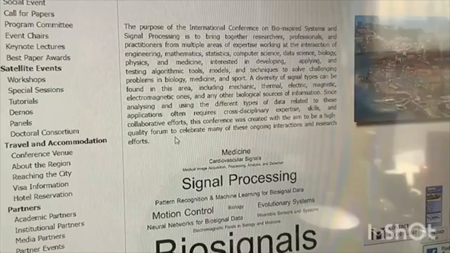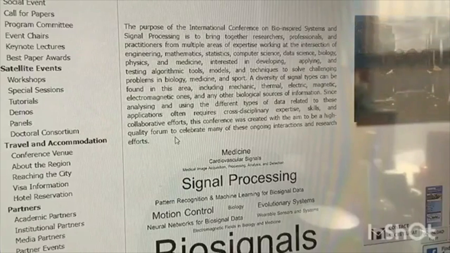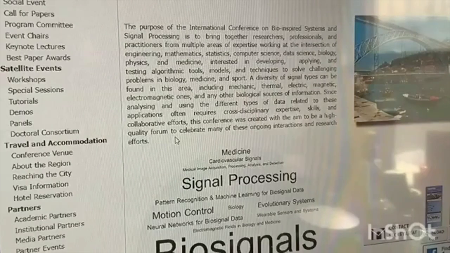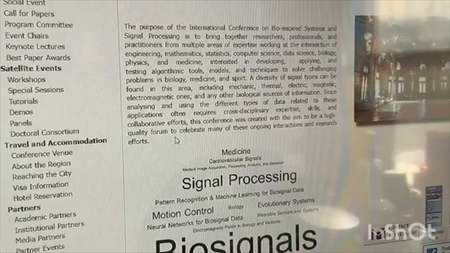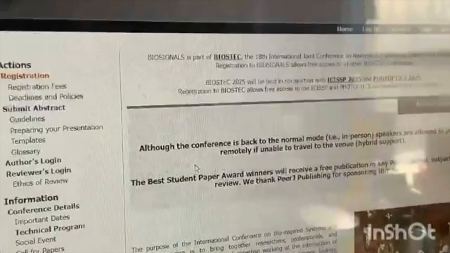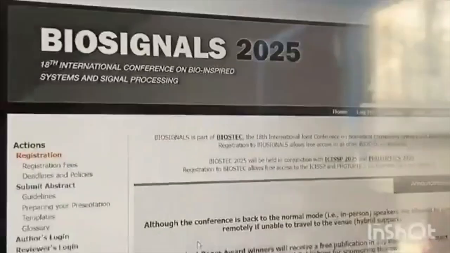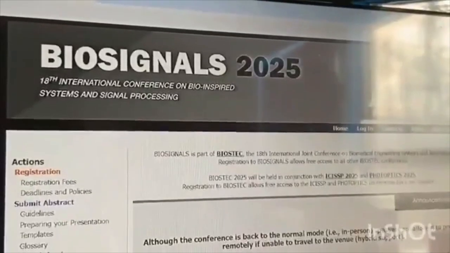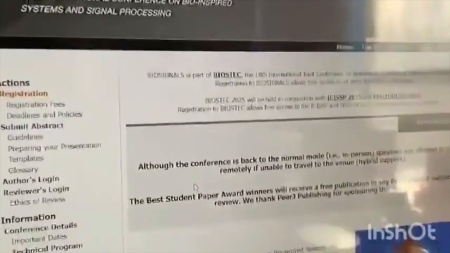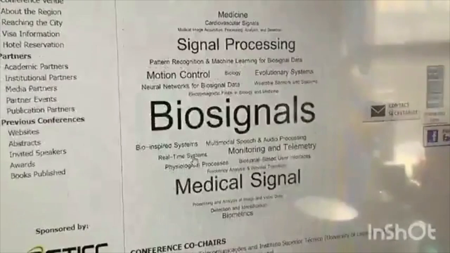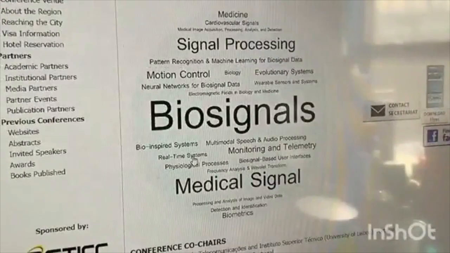Since analyzing and using the different types of data related to these applications often requires cross-disciplinary expertise, skills, and collaborative efforts, this conference was created with the aim to be a high-quality forum to celebrate many of these ongoing interactions and research efforts. 18 years, professionals going to conferences to measure biosignals. Why?